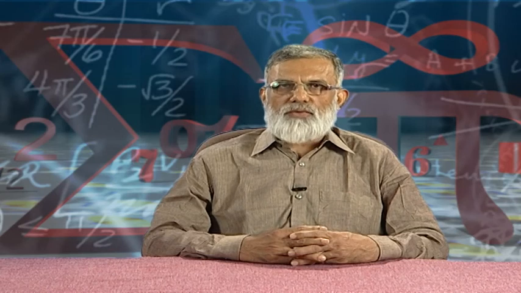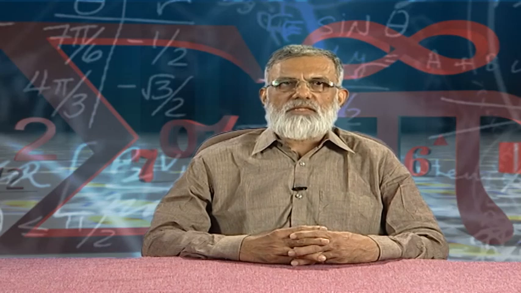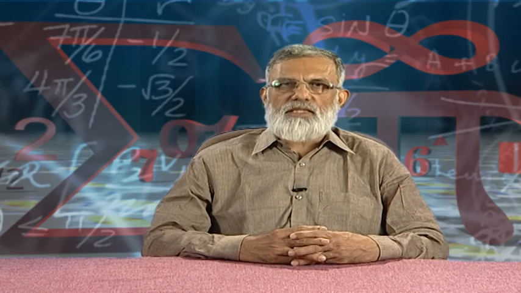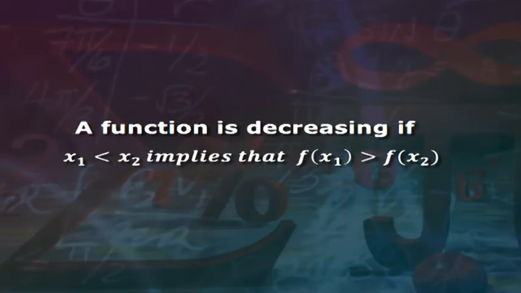Similarly, if a function produces successively smaller and smaller values when we take successively larger and larger values from the domain, we say that the function is monotonically decreasing or simply decreasing, that is, a function is decreasing if x1 < x2 implies that f(x1) > f(x2).